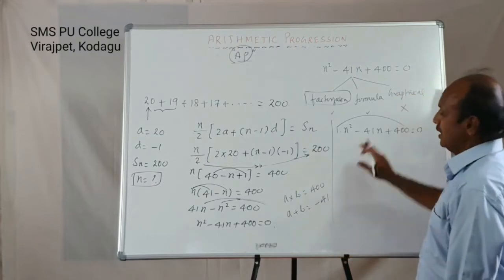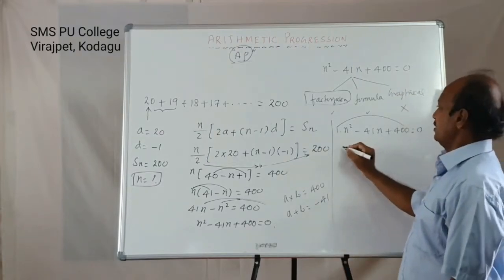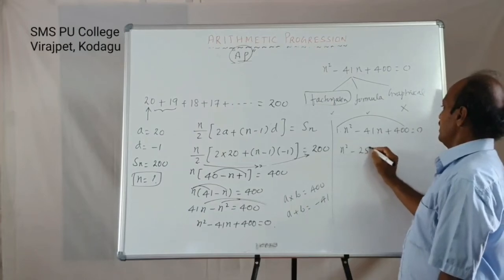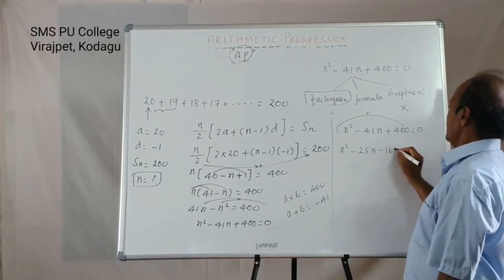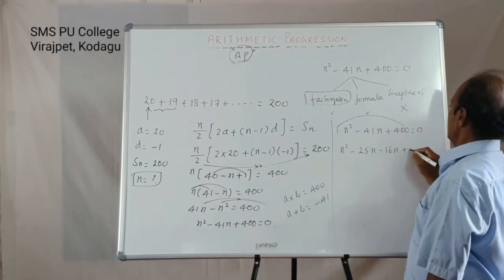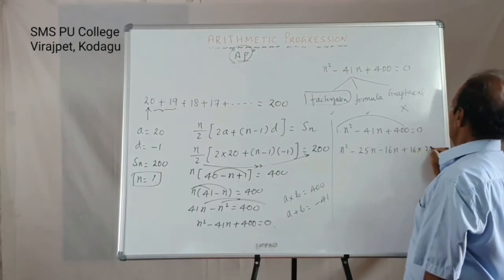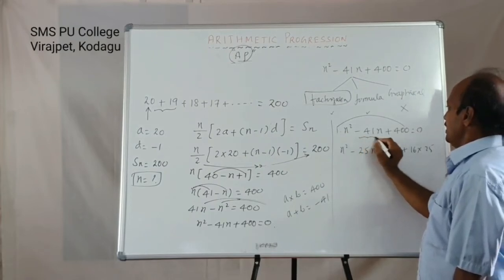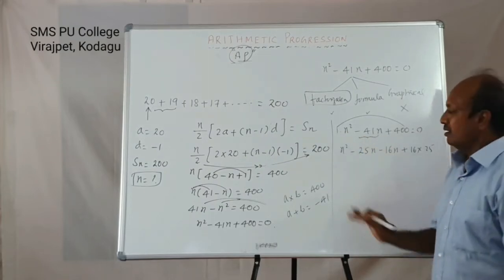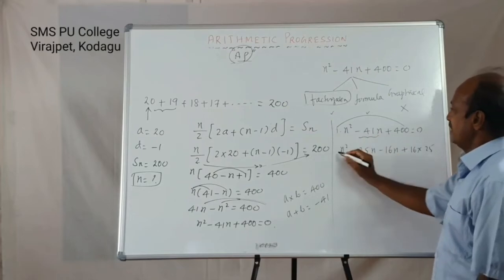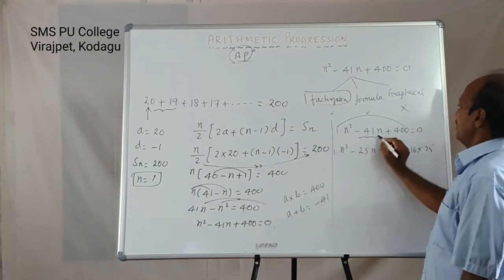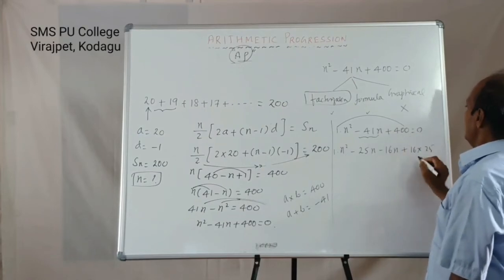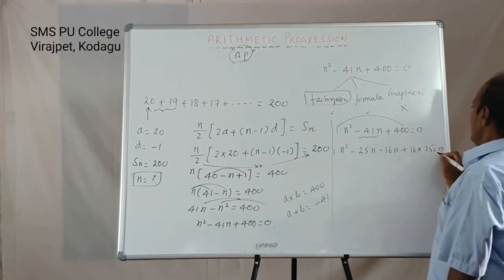With this you have done enough problems, therefore I will go directly. The splitting factors are n square minus 25n minus 16n plus 16 into 25. You can look at this now. Without any loss, we are just splitting this. All other terms are written as they are. n square is n squared as it is. Minus 41 is minus 25 minus 16. 400 is written as 16 into 25.